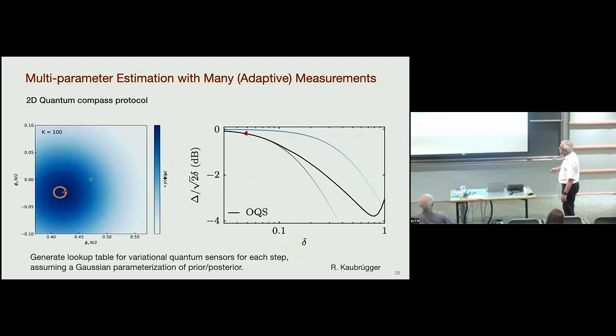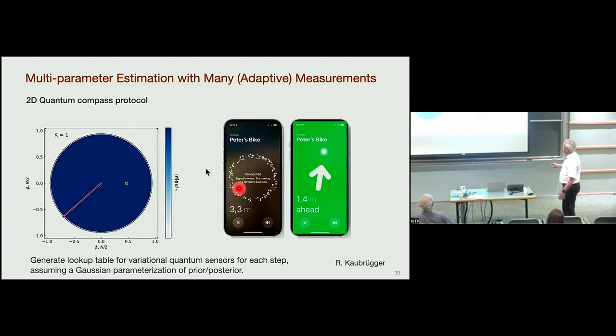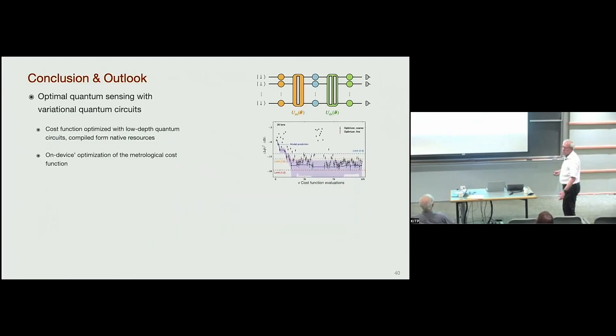If I look at my iPhone and I'm asking, where's my bike? At the very beginning, this is the prior, a round circle. Then at 1.4 meters, it's pointing in a certain direction. You can see that this is exactly what's happening over here. That's sort of like a random walk. This is me walking towards the bike, but it's quantum, obviously quantum.